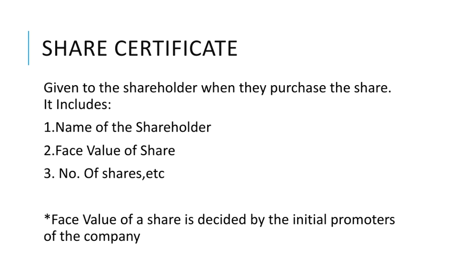Then you have share certificate. Share certificate is given to the shareholders when they purchase the share. It includes the name of the shareholder, face value of the share, number of shares purchased, etc. The face value of the share is decided by the initial promoters of the company. But one thing you must remember: previously people used to have a physical share certificate, but now it is not physical. As you know, everything is now in electronic form, which is known as demat form. So now nothing is in physical form.